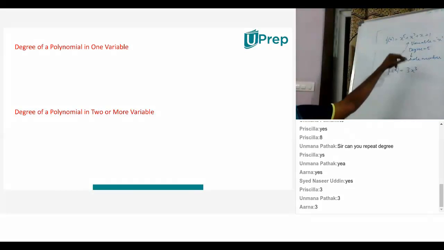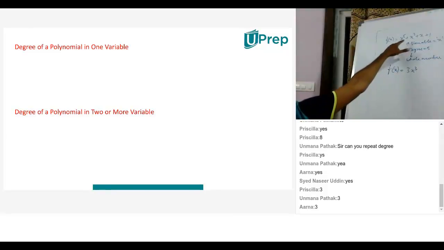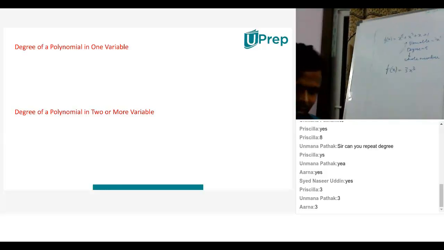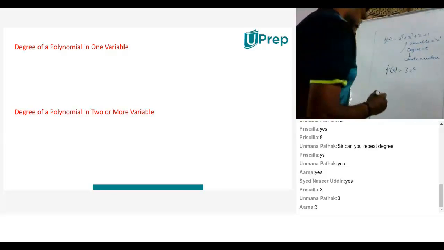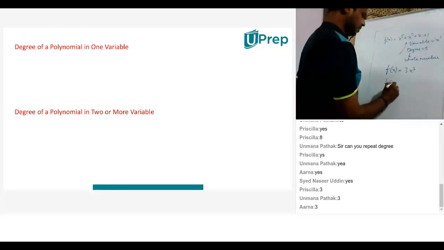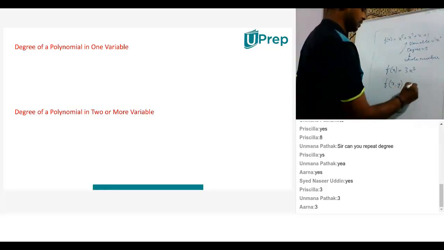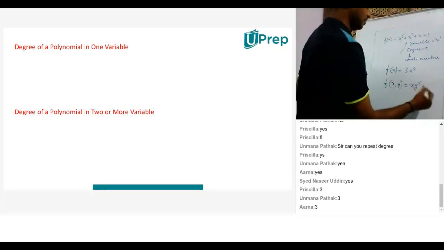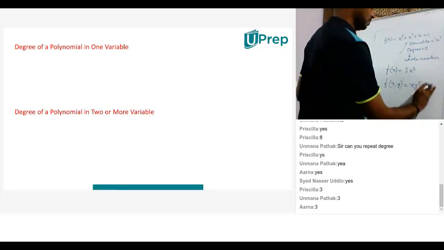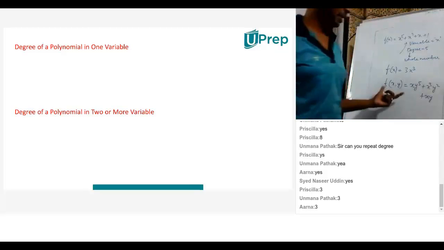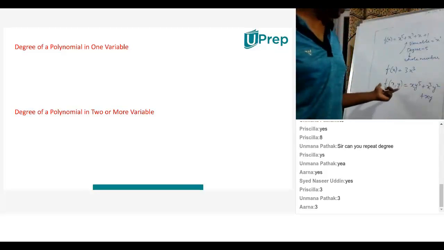And previously we have seen the degree of a polynomial in two or more. Okay, this is in one variable. This is also in one variable. I'll tell you about degree of a polynomial in two or more variables. Suppose I have f of x comma y is equal to x y power 5 plus x cube y square plus xy. Now I have this as a polynomial in two variables x and y.